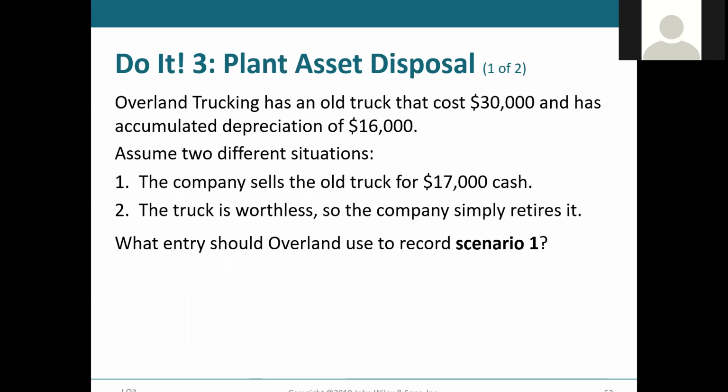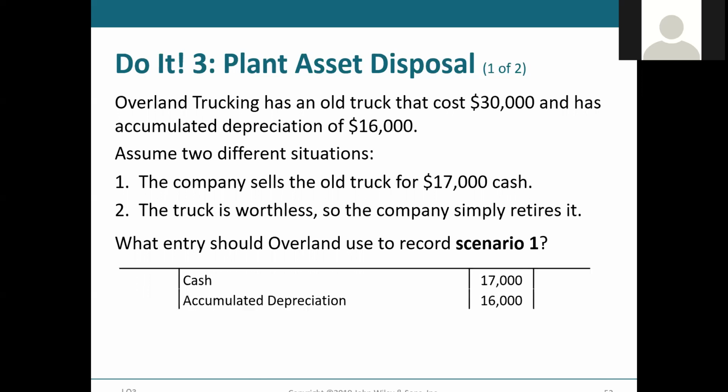So we have an old truck. It cost $30,000. It had accumulated depreciation of 16. Assume 2 different scenarios. One, we sold the truck for 17,000 cash. Well, that's easy. The truck cost us 30. The accumulated depreciation is 16. That means the book value is 14. We sold it for 17. We have a $3,000 gain. On the other hand, if we simply retired it, we would have a $14,000 loss. So there's the one with the $3,000 gain.